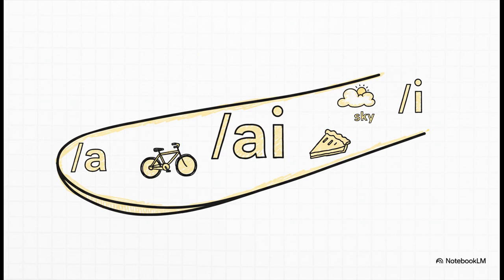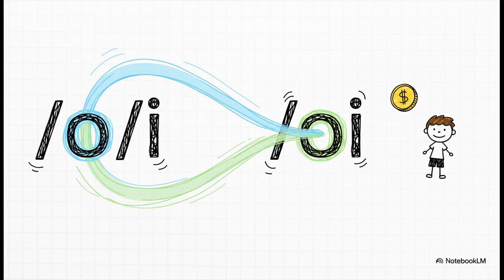And now for something really cool, diphthongs. It's just a fancy word for two vowel sounds that glide together to become one. This one, aɪ, is the sound in bike, sky, or pie. It starts as an ah and glides into an E. Try it. And here's another super common one, ɔɪ. You know this one. It's the sound in coin or boy. Again, it's two sounds, an O and an E, just blended together perfectly. Say it out loud.